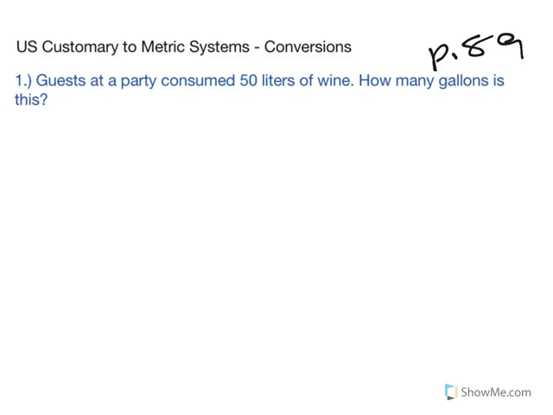So number one, guests at a party consumed 50 liters of wine. I hope there were a lot of guests there. How many gallons is this? So depending on what kind of conversion document you have might depend on what you're going to use. But no matter what, we always start with what we're given. So we are given 50 liters. And I automatically put that over 1 to make it a fraction because we are using conversions and dimensional analysis.